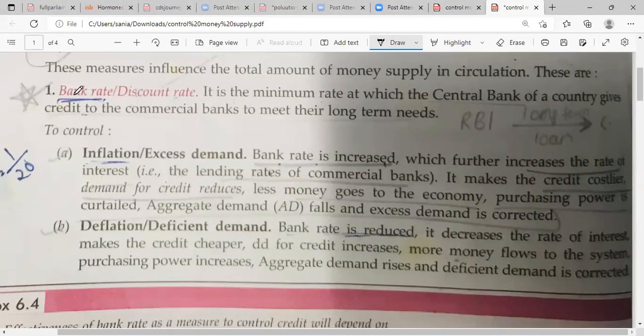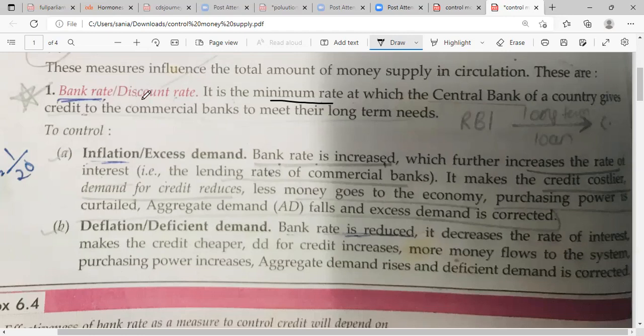Okay, ma'am. So first is bank rate. Now what is bank rate? It is the minimum rate at which the central bank of a country gives loans to the commercial bank to meet their long-term goals. So what is happening basically? This is a minimum rate, like the interest rate. So when there is inflation, everybody is demanding a lot. What will happen if everybody is demanding? Then what will I do? I will increase the bank rate, right?